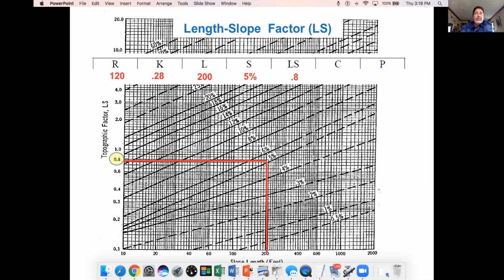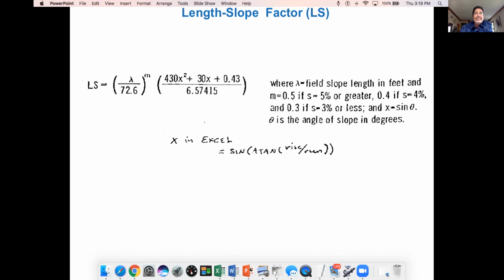Now you can do this mathematically, and it's a little more complicated math formula than I showed you for runoff. This is it. Basically, this is a character for the slope length, and it's in feet. M is an exponent. It's a number, not a percentage. M is 0.5 if S is 5% or greater. So we had a 5% slope, so our M is going to be 0.5. But it can be 0.4 if the slope is 4%, and 0.3 if it's 3% or less. So up here, I'd put in my 200 and my 0.5, right?